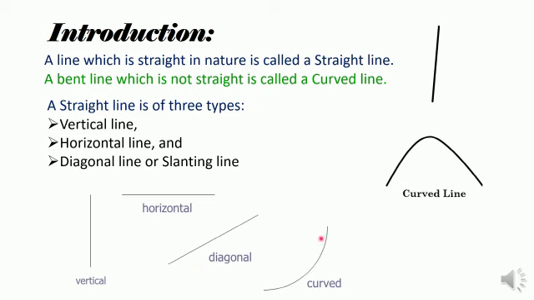Now it is obvious that this is a curved line since it has a curve. So children, now you all know what straight lines and curved lines are. So let us start with our first topic of this chapter.